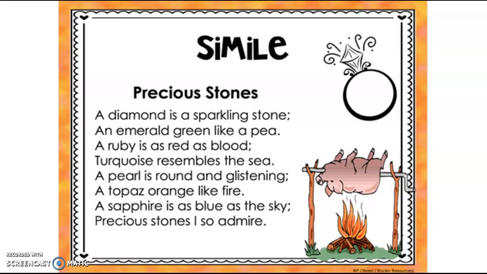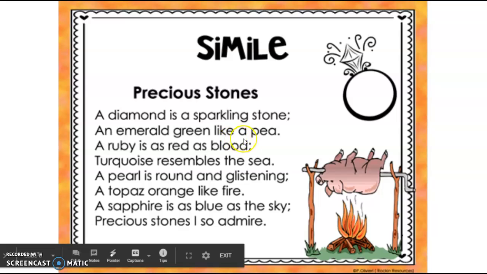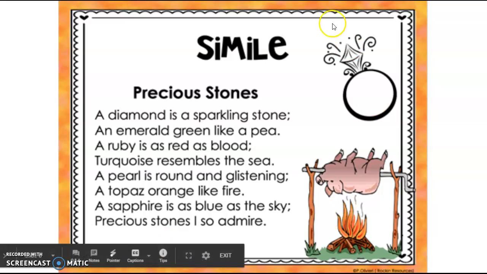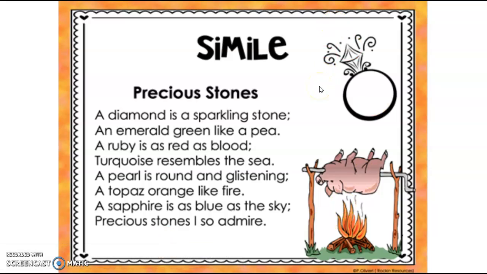So a simile is when you're comparing two things, two unlike things, by using like or as. For example, an emerald green like a pea, or a topaz orange like fire. So we are going to read this poem and we will talk about what the different similes mean.